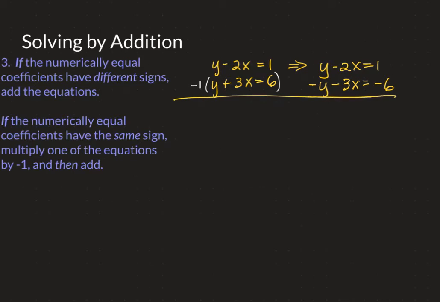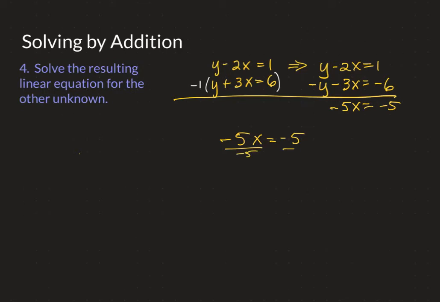Y minus y gives you 0. I'm not even going to write it. Negative 2x minus 3x gives you negative 5x. And 1 minus 6 gives you negative 5. And now I have one equation with one unknown, or one variable. If I divide both sides by negative 5, I get x equals 1, and I'm on my way.